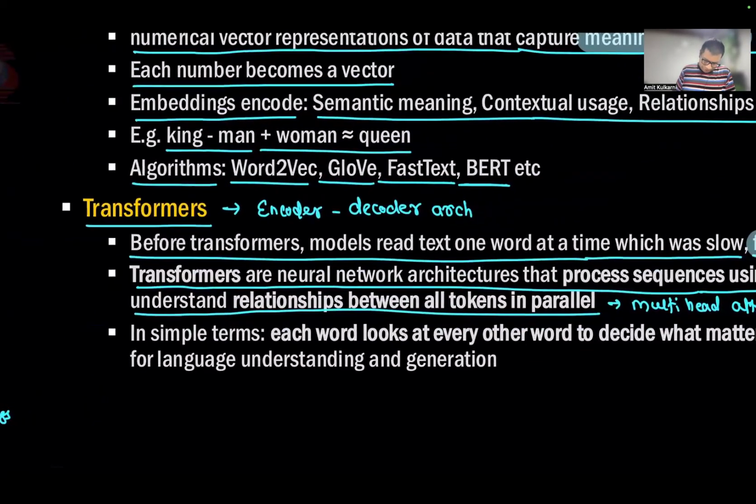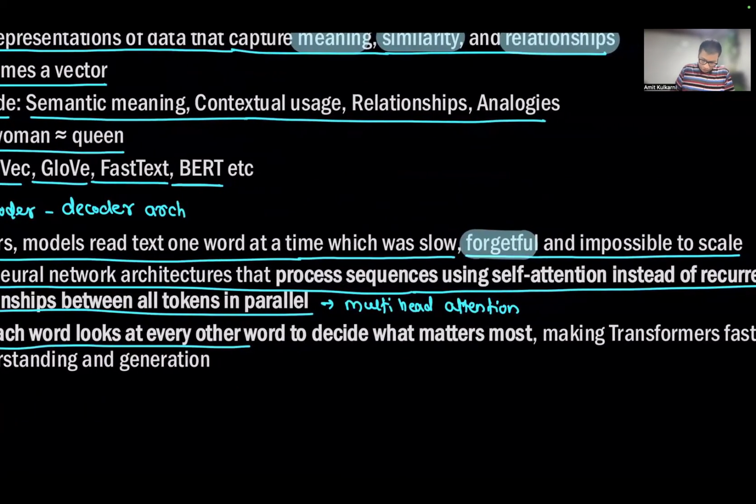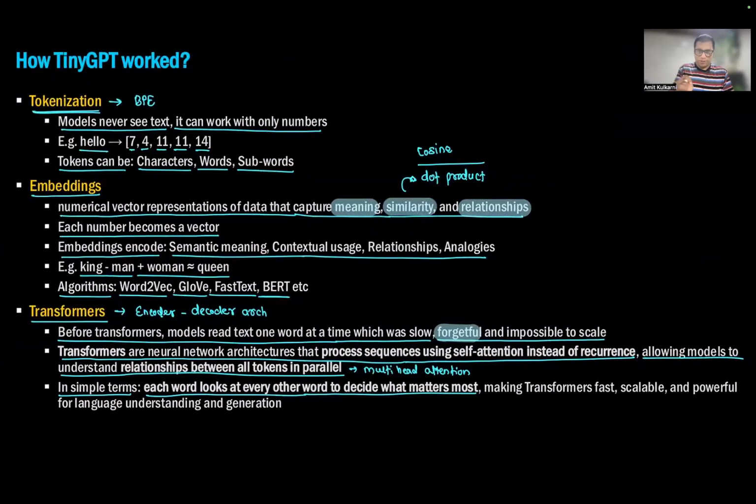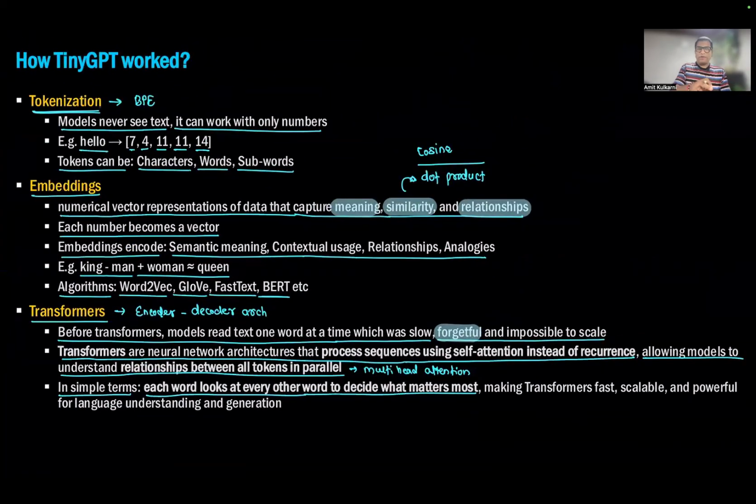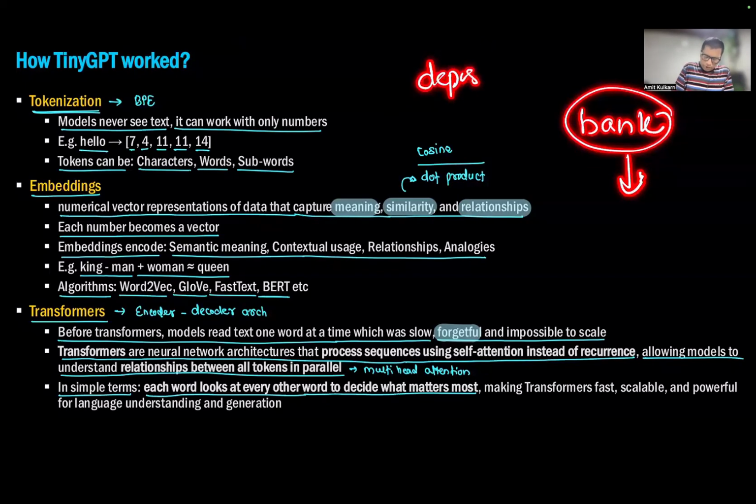So, the multi-head attention. In simple terms, each word looks at every other word to decide what matters the most. This is called attention. For example, when I say I deposited, let's say, 100 rupees in the bank. When I look at the word bank, how should I know whether this is a river bank or a financial institution like a bank? When I use the word deposit, this word is very important, and this is what I need to pay attention to. This is what we are saying.